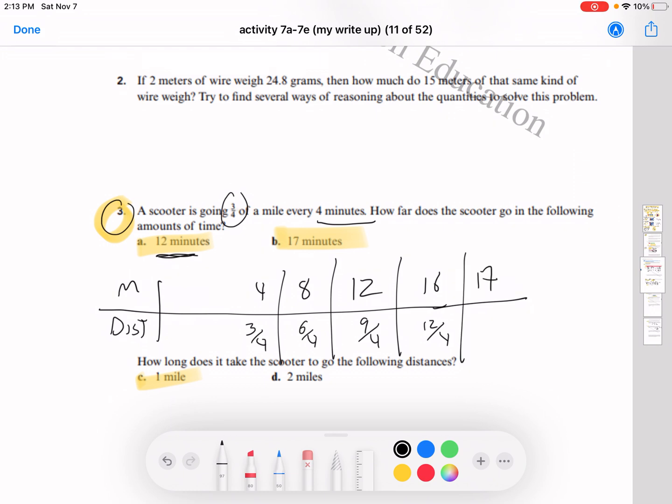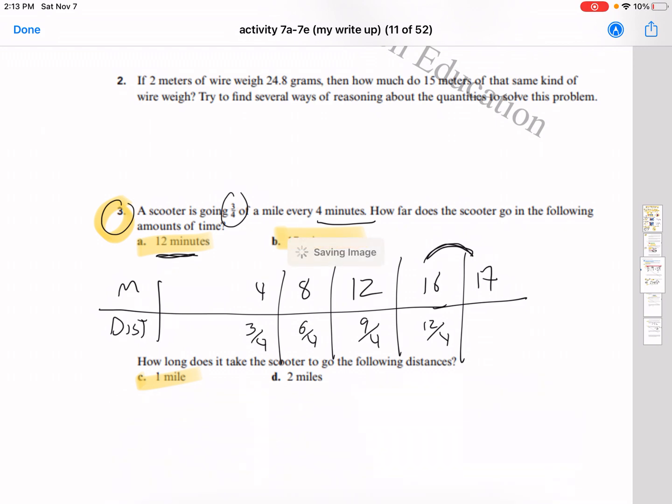But what if I wanted 17? Well, that is not another 4 minutes, so I cannot add on another 3/4 mile, which means I would need to come up with the unit value in 1 minute. So 1 minute is 1/4 of 4 minutes, so I would need 1/4 of 3/4, right?